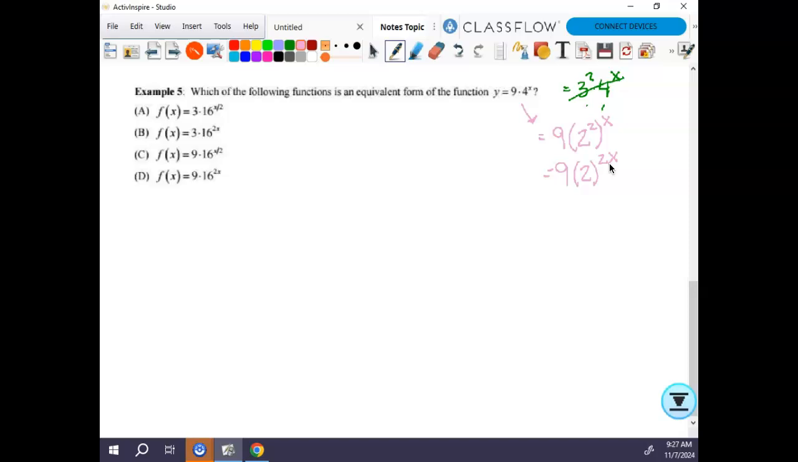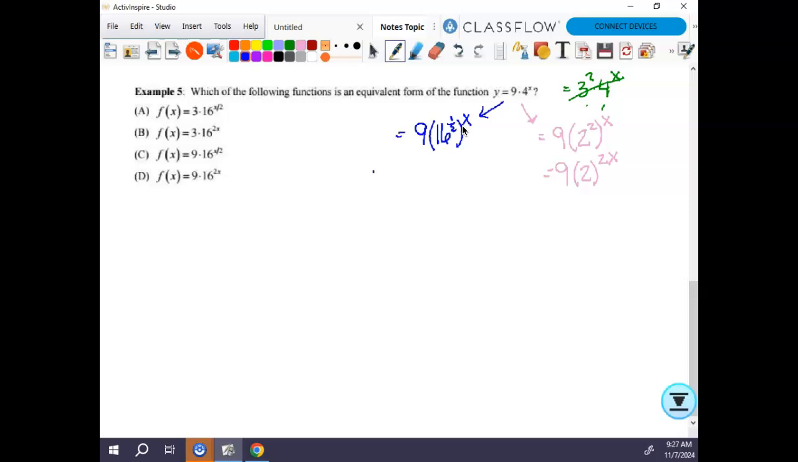But if I look at my answer choices, I go, well, all right, that base is 16. And so if I rewrite this, I can say I have 9 times 16. Now, if I'm trying to change the 4, 4 is 16 to what power? 1/2. It's the square root of it. It's 1/2 power to the x power. Because 16 to the 1/2 is 4. So far I have an equivalent form. Do we agree with that?